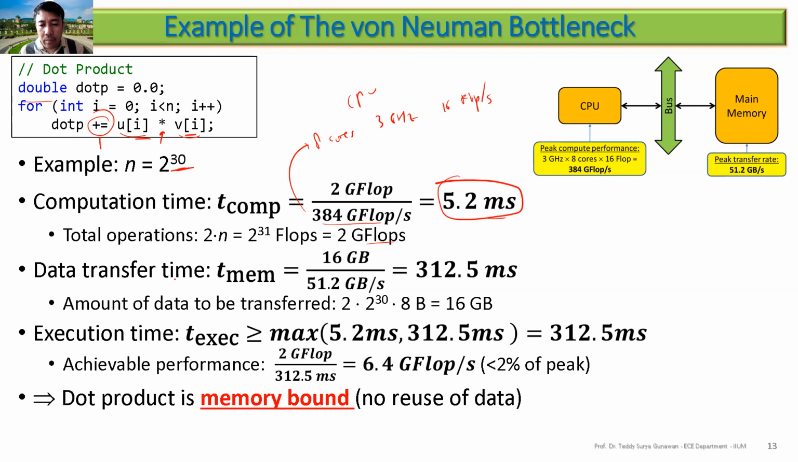And the data transfer time will be for 16 gigabytes. For example, you have 16 gigabytes of memory, and the data rate will be 51.2. You can see here 302.5 milliseconds is larger than this one, which is 5.2 milliseconds, because the amount of data to be transferred is 2 times 2 to the power of 30 times 8 bytes. Because you are in bits, 8 bits, sorry, 8 bytes, so you have 16 gigabytes.